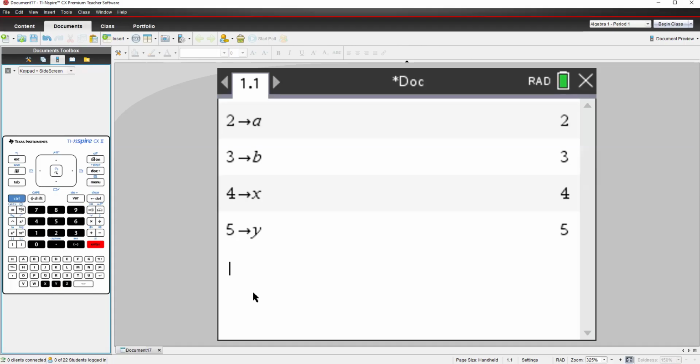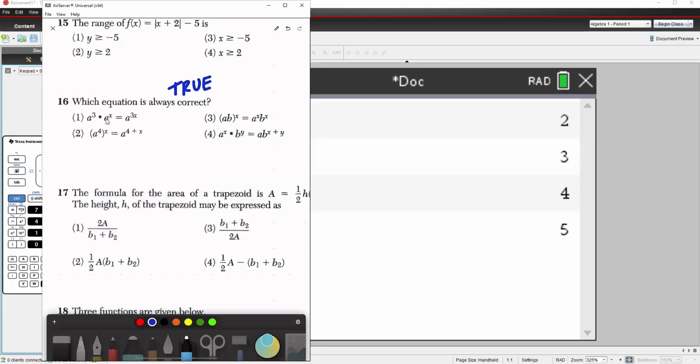Now, once I've done that, I'm just going to run through each one of these answer choices and see which one gives me a true. I'm going to check all of them, and hopefully there's only one that gives me a true. If there's more than one, I'm going to switch the numbers and try again. So the very first one is a to the third times a to the x equals a to the 3x.